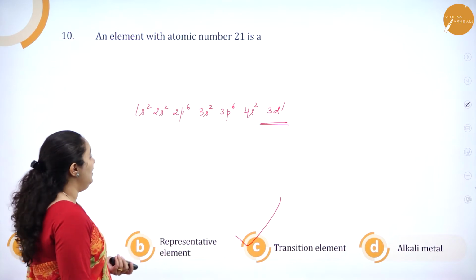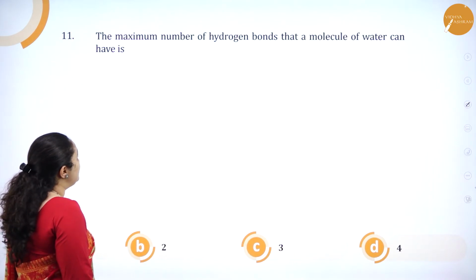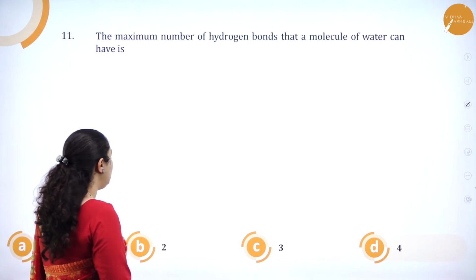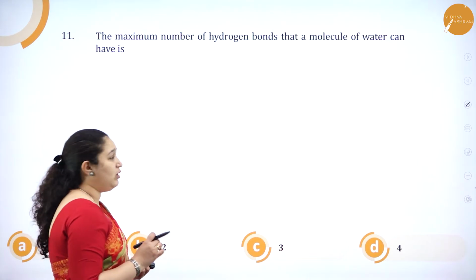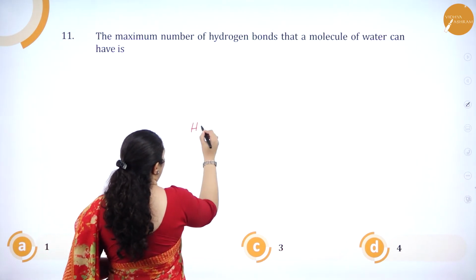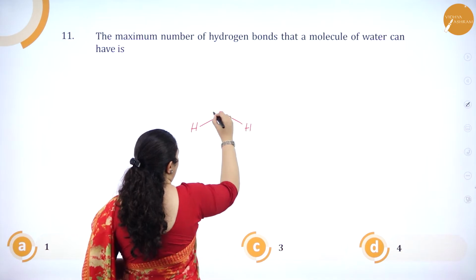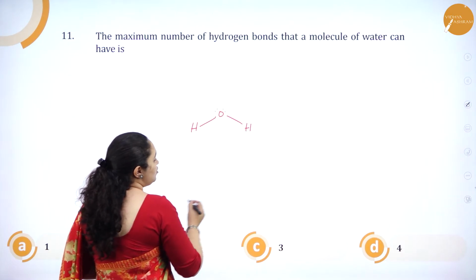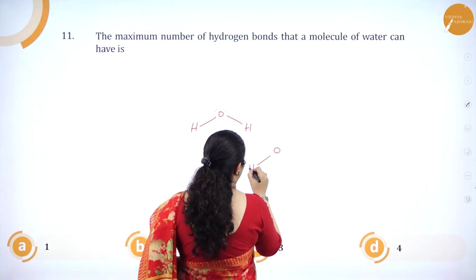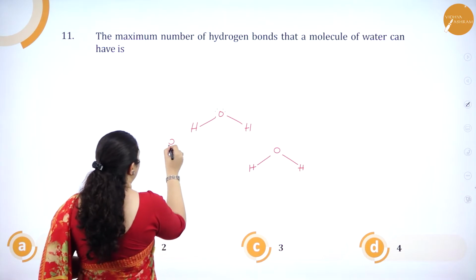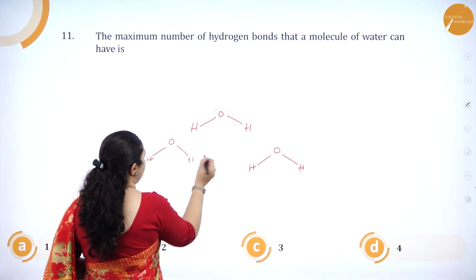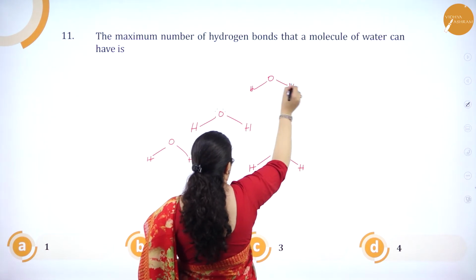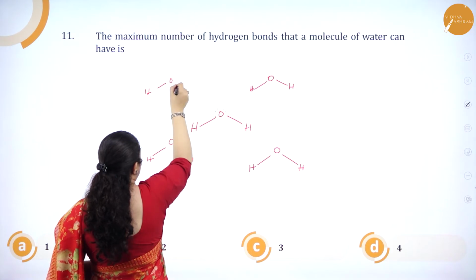Next question. The maximum number of hydrogen bonds that a molecule of water can have is 1, 2, 3, 4. Now the water molecule is like this. It has got 2 lone pairs of electrons, and another 2 lone pairs of electrons. So one more water molecule I can write here. One more, it can form a hydrogen bond here. One more I can write this way, and the other one I can write this way.